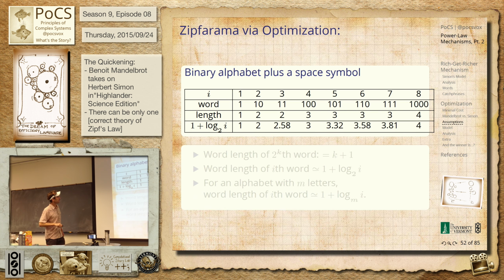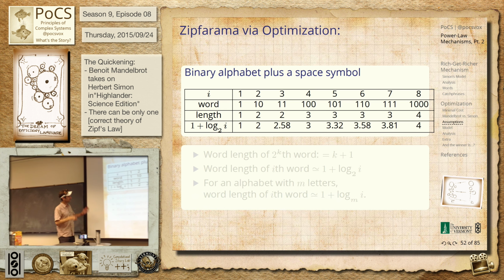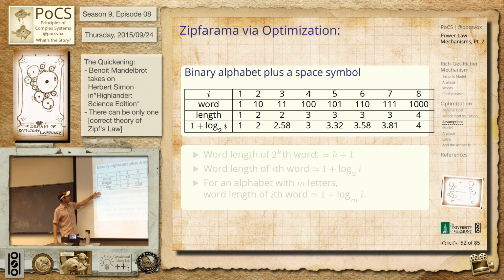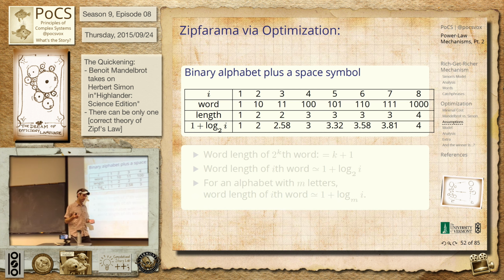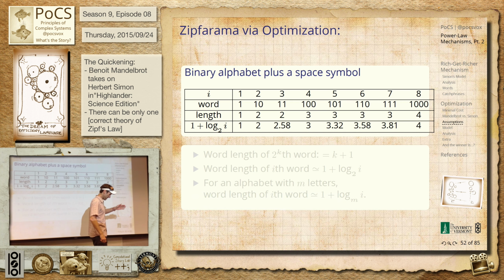It's good. So let's think about just a simple thing. Let's imagine we have a binary alphabet, and so ones and zeros are going to encode everything. And we're going to send them off.